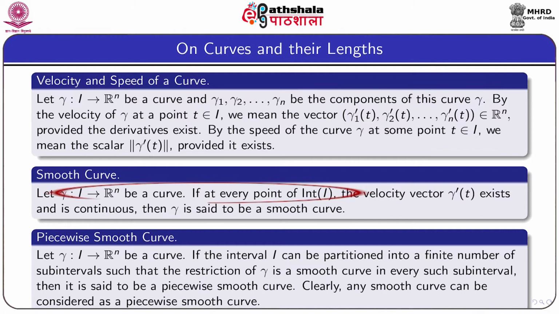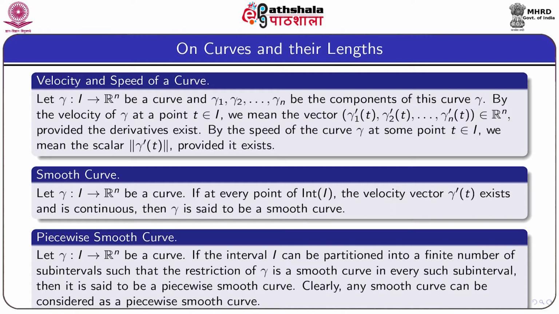Smooth curve. Let gamma from I to Rn be a curve. If at every point of the interior of I, the velocity vector gamma dash t exists and is continuous, then gamma is said to be a smooth curve.